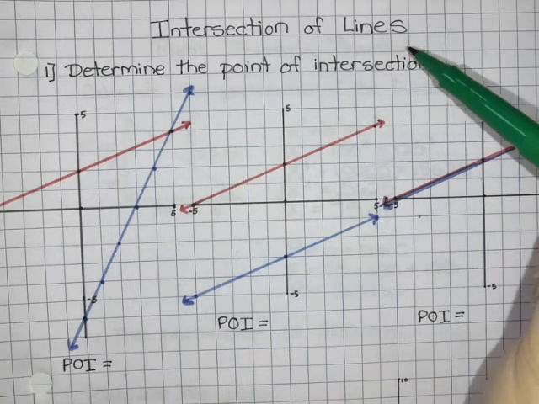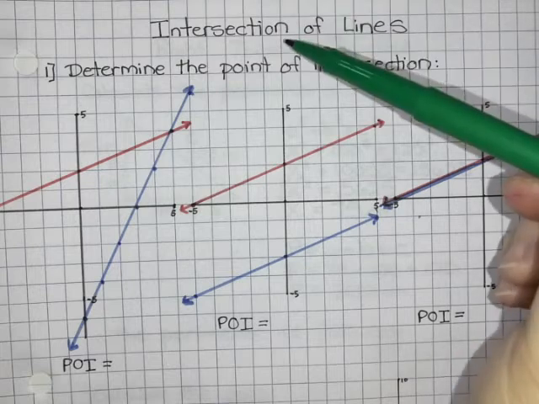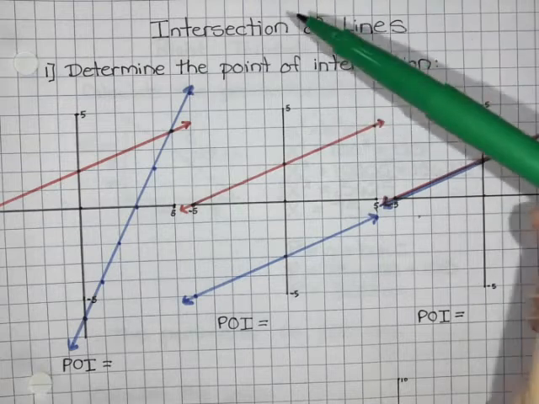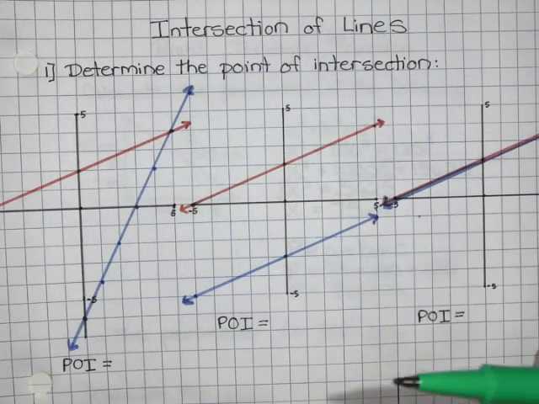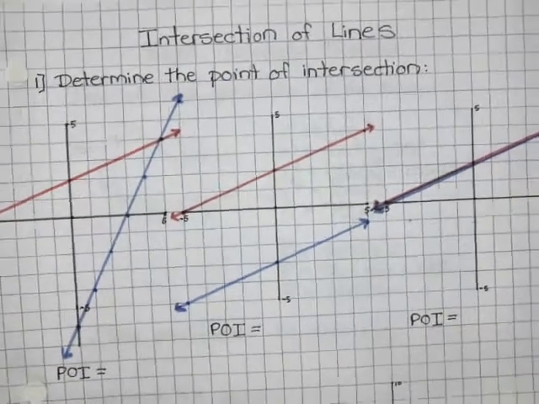Today we're going to talk about intersection of lines. When two lines intersect, that means they are crossing at a point. So we want to know, where are these lines crossing? Our first question says determine the point of intersection.